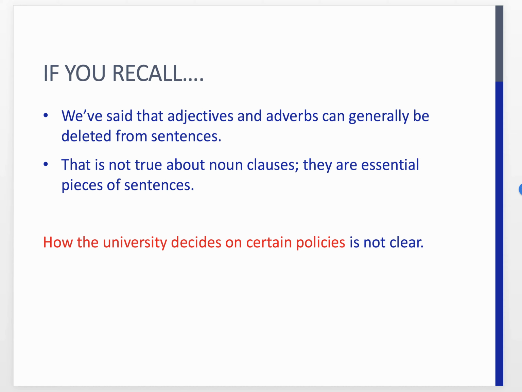So if you recall, we said that adjectives and adverbs we can generally take those out, but you can't take out a noun clause, right? If you think about some of those sentences that we've looked at with adjective clauses, toss away those adjective clauses, not necessary. Same is true with those adverb clauses. Take them out, you still have a sentence. You don't have as much information, but you still have a grammatically correct sentence. If you take out a noun clause from a sentence, that's not true, right? If you take out how the university decides on certain policies, take that out, you don't have a sentence.